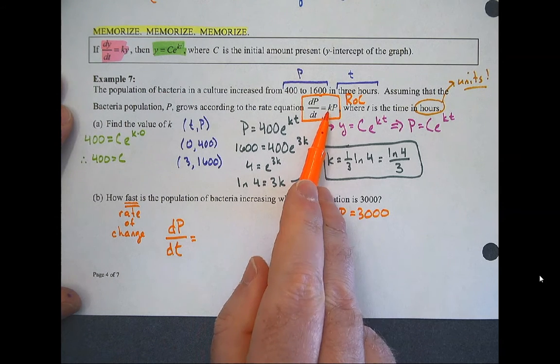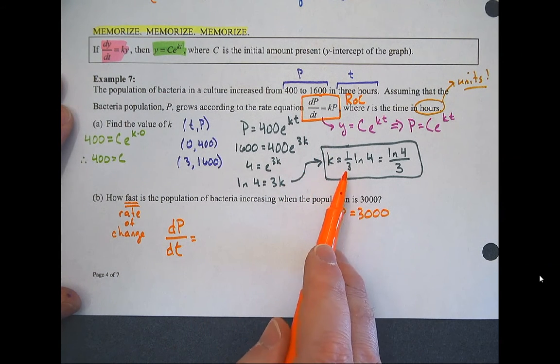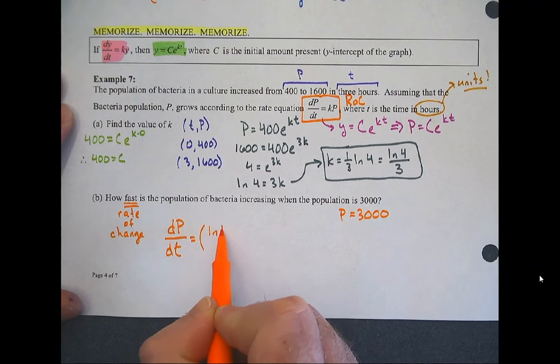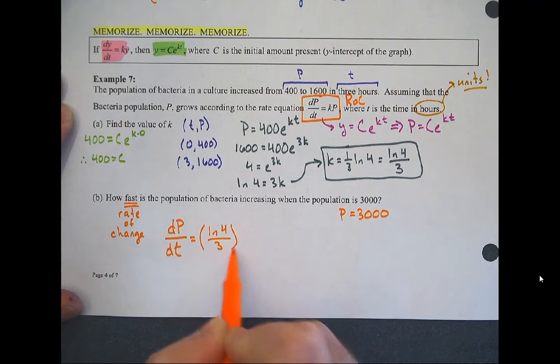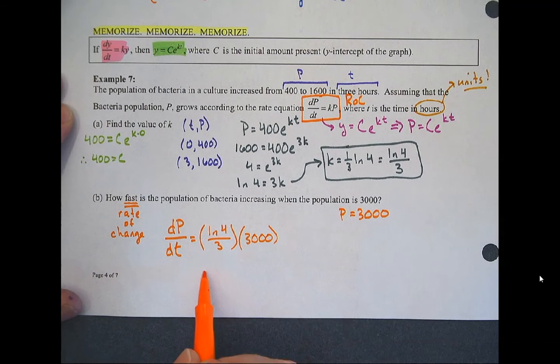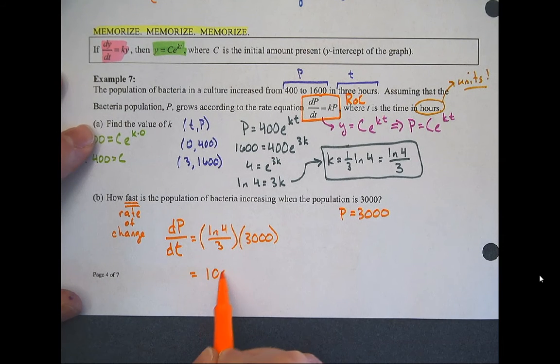That means I need to know, I know what the population is, I know how to plug that in, I need to know what K is. Well, we just figured out what K was. So K is the natural log of 4 over 3 times the population, which is 3,000, which ends up being 1,000 natural log of 4.